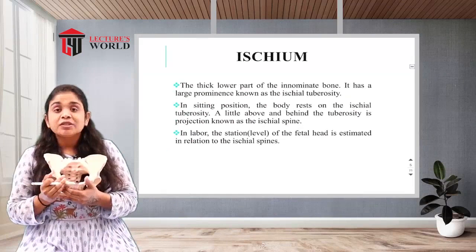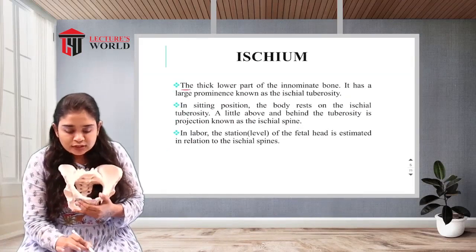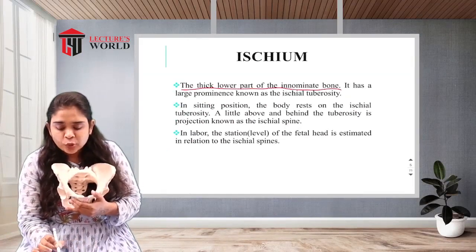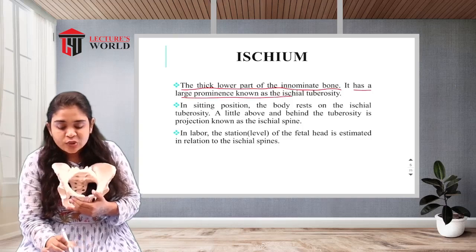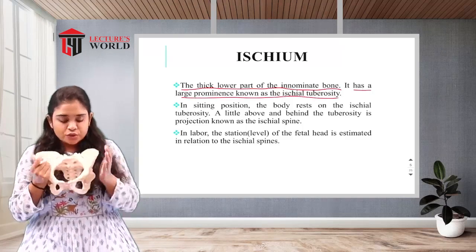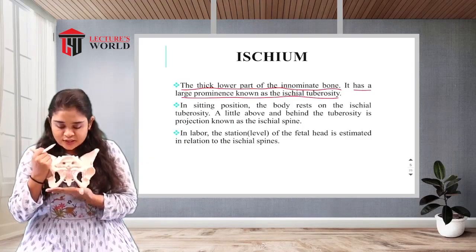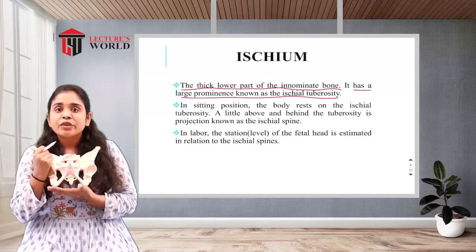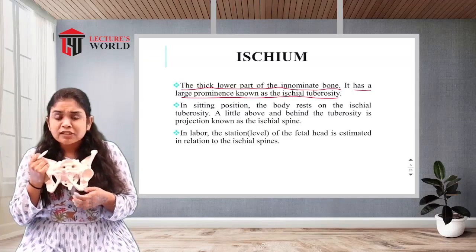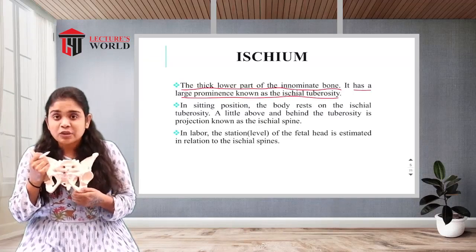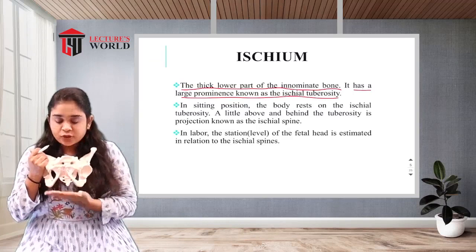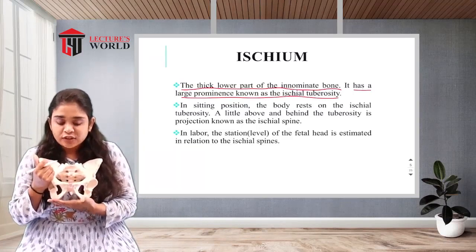Now we'll be talking about the ischium bone. The thick lower part of the innominate bone has a large prominence known as the ischial tuberosity. This is the largest bone, and we are talking about the lower portion. As you can see, this end part is a really thick one. Both of these are known as the ischial tuberosity.